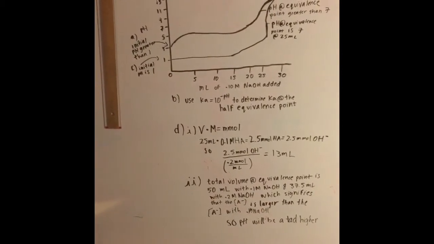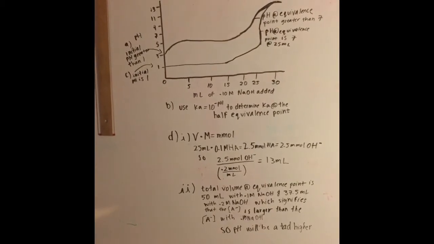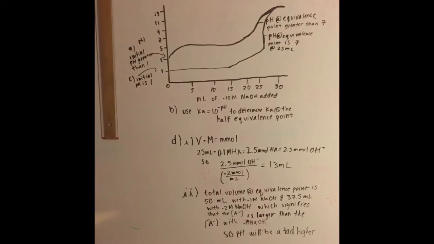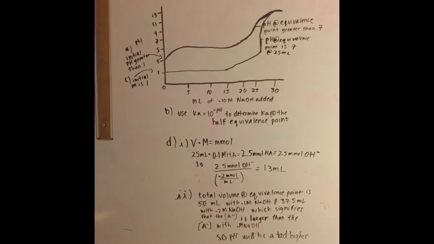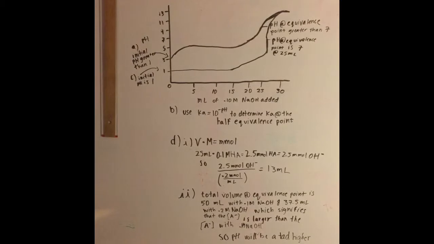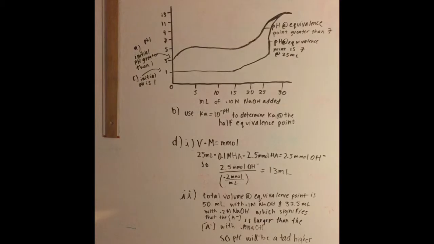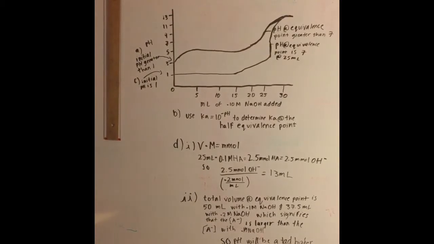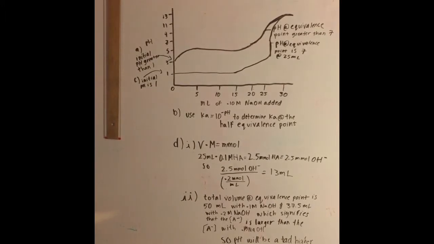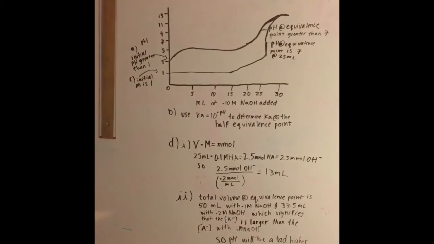Part C. On the graph above, sketch the titration curve that would result if 25 milliliters of 0.1 molarity HCl were used instead of 0.1 molarity HA. So you know that the initial pH would be 1, and then that the pH at the equivalence point is 7 at 25 milliliters, because a strong base and a strong acid, when they reach their equivalence point, will be a neutral solution. And you know that the titration curve after the equivalence point is basically the same as the original curve, as I drew on that graph below.